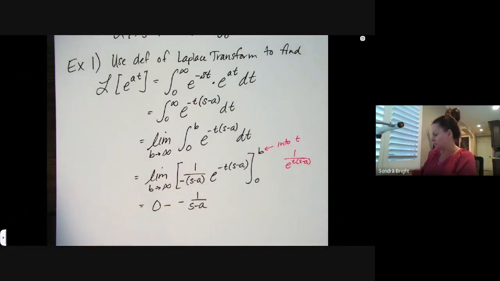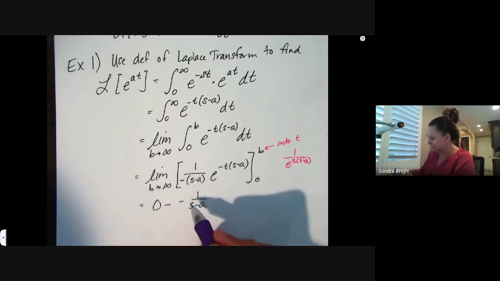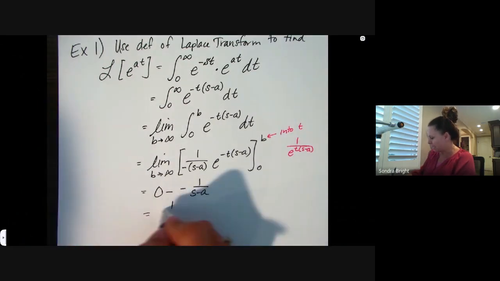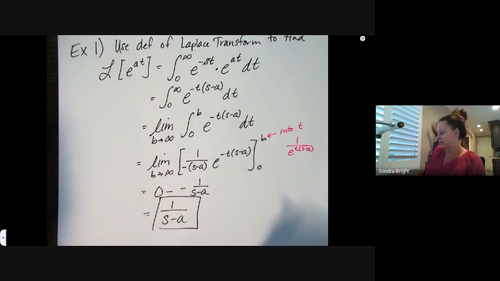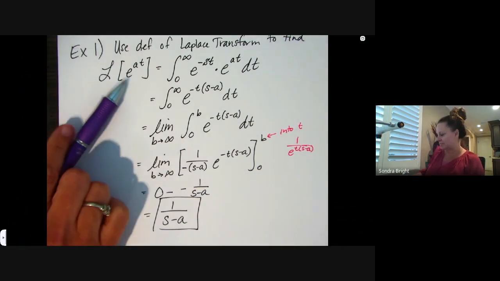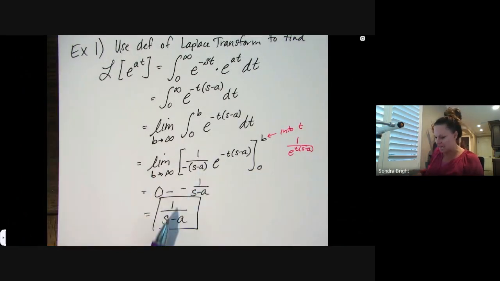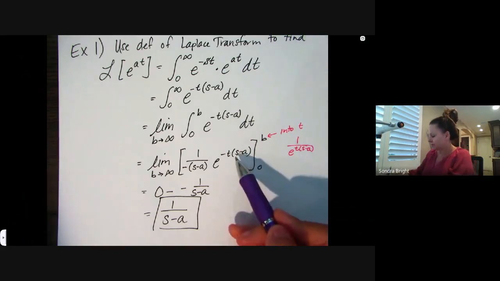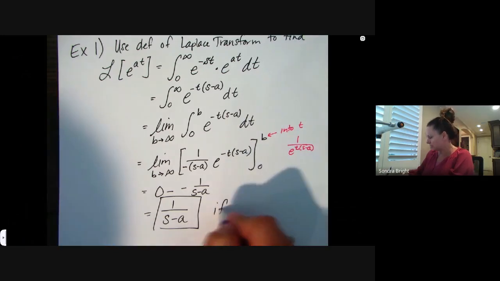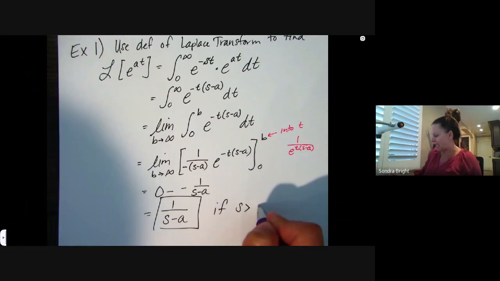Yeah. And so you end up adding those guys, and it's 1 over s minus a. You do the Laplace transform on e to the at, it ends up being 1 over s minus a. Now, keep in mind that we have to put a restriction on this: s must be greater than a.